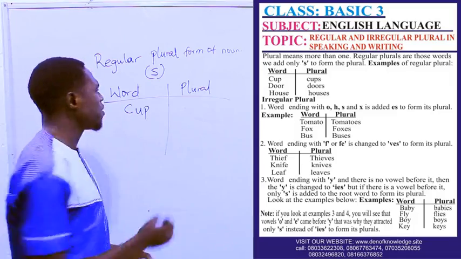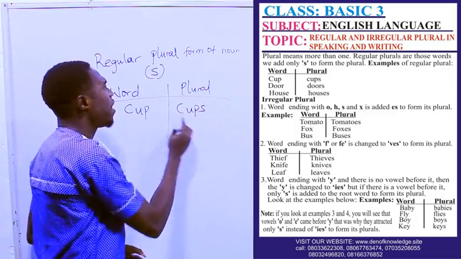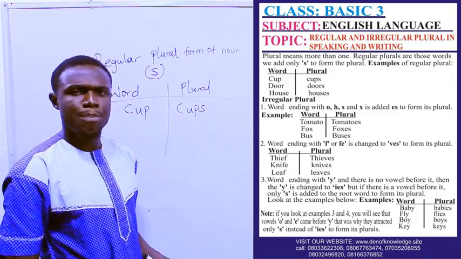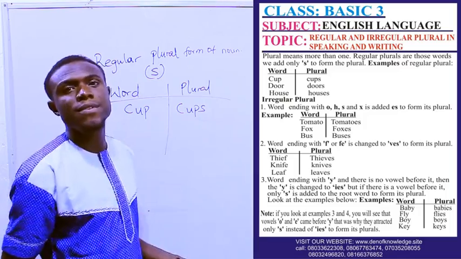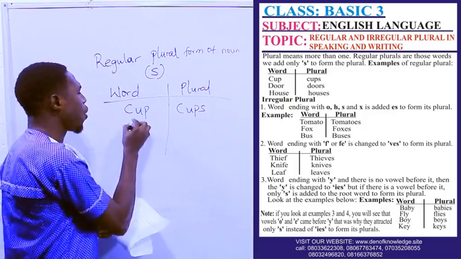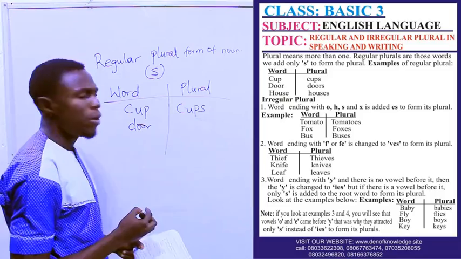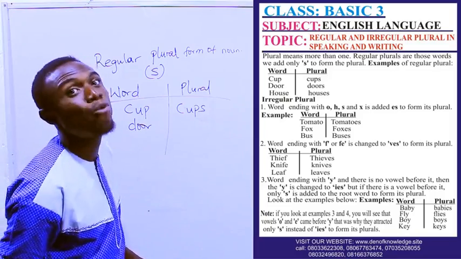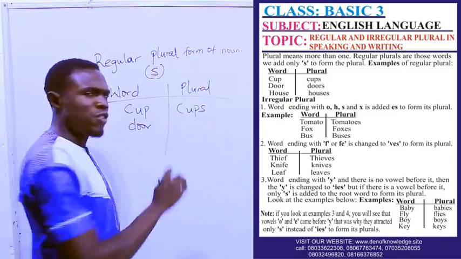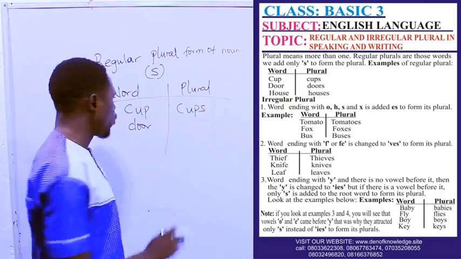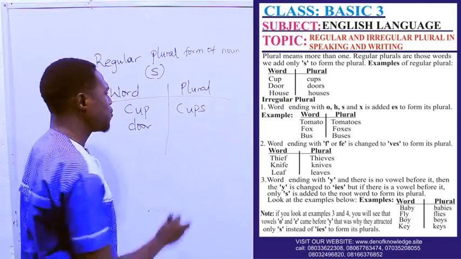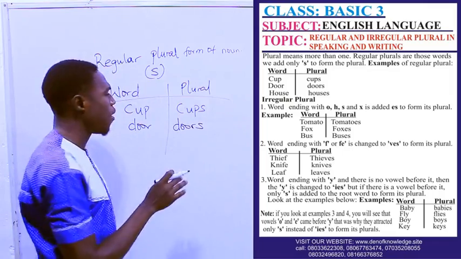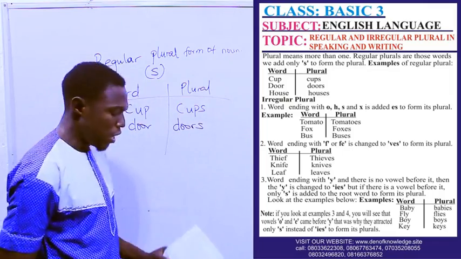We have cap. You just add only s because cap is a regular plural. So you have caps. I have one cap. I have two caps. Another one is door. Do you have a door? Or have you seen a door before if you don't have one? When you see more than one door, what do you do? You change this door to plural. And you just do it by adding only s because door is a regular plural form of noun. So you have doors.